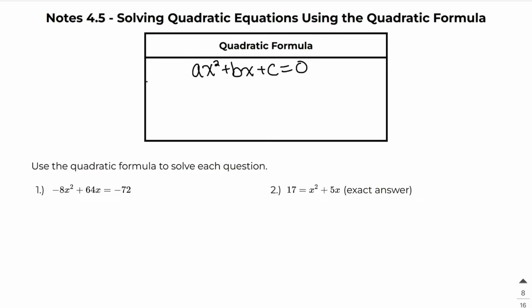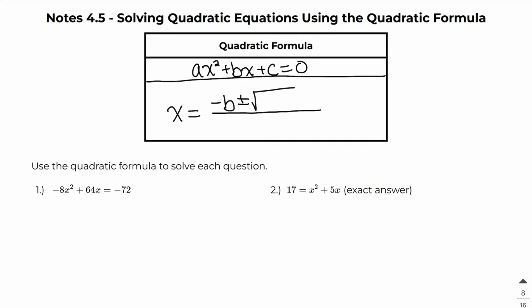Okay, so here is the quadratic formula. X equals, and then I'm going to write a big fraction, negative b plus or minus the square root of b squared minus 4ac all over 2 times a. Okay, and I know this might look very scary, but I promise you it's not as bad as it looks.